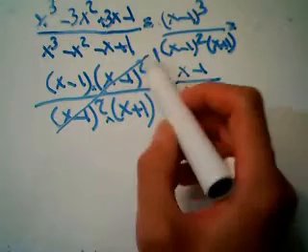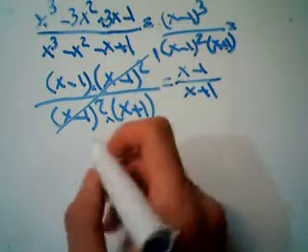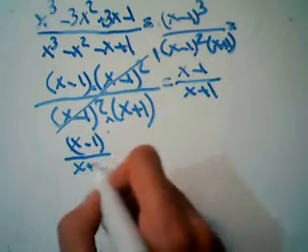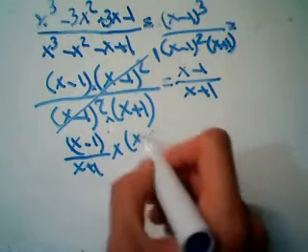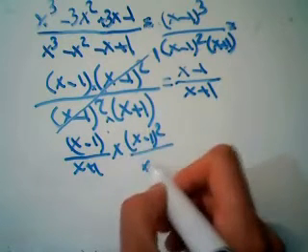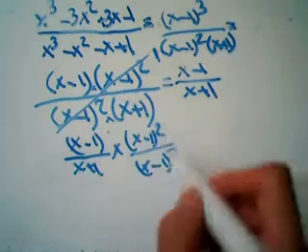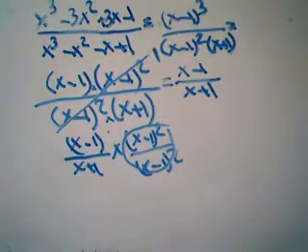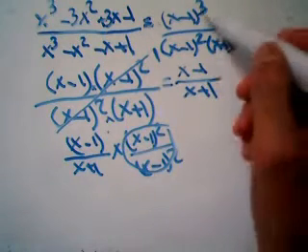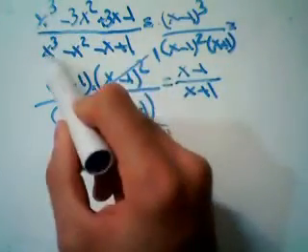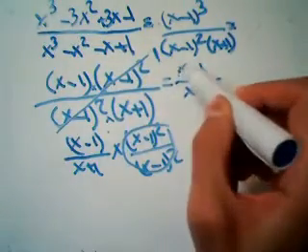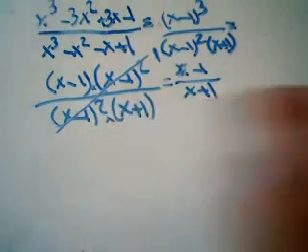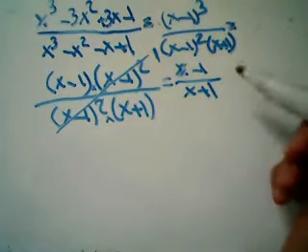Let me write it another way here. This is (x minus 1) over (x plus 1) times (x minus 1) squared over (x minus 1) squared, so this is 1. That's what we did here. Anyway, as you see, the degrees of the numerator and the denominator reduce to 1.